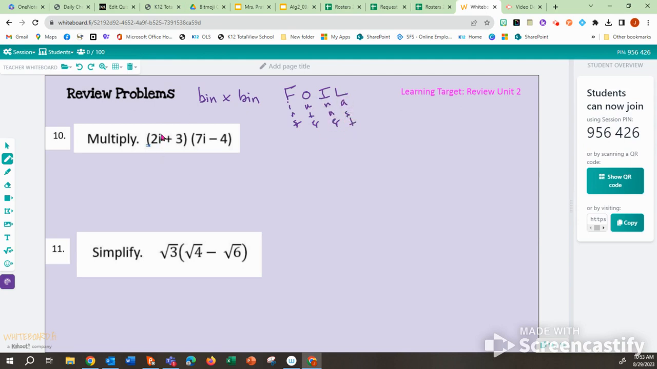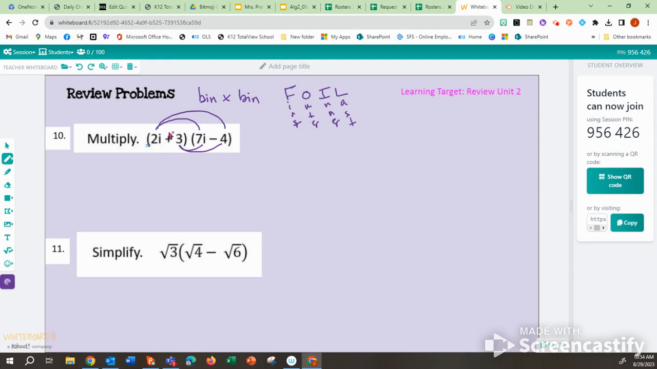Or you can just distribute. So you're going to take the 2i and you're going to multiply it times 7i. That's your first terms. And then you're going to do your 2i times negative 4. That's your outside terms. And then you're going to do 3 times 7i. That's your inside terms. And then you're going to do 3 times negative 4. So you can think about it as distributing the 2i and then distributing the positive 3, or you can think about it as foiling. It's really all the same thing.